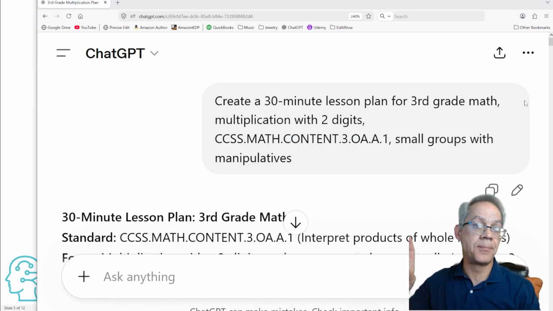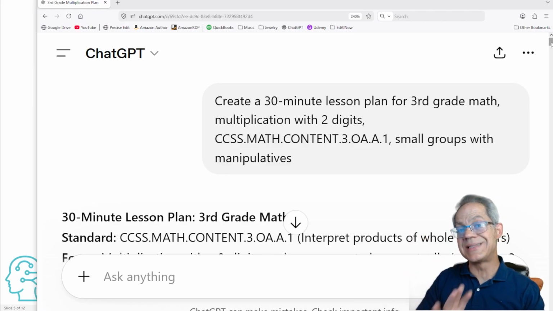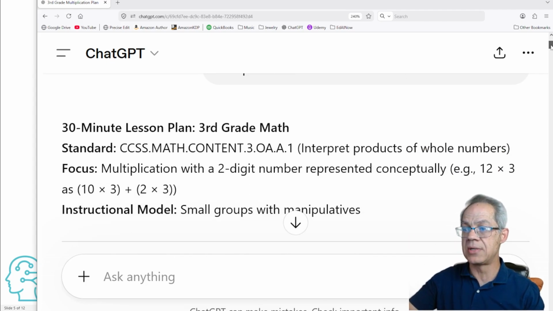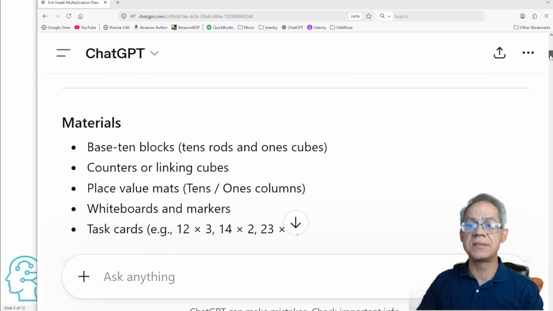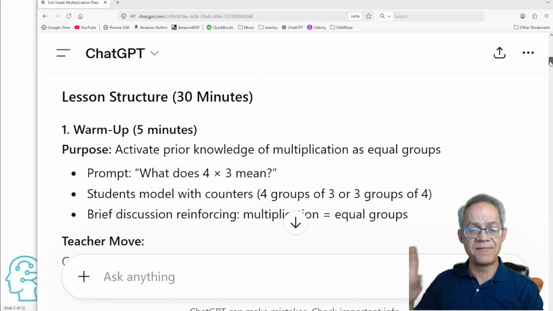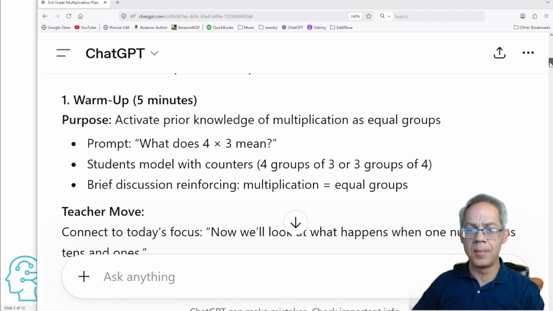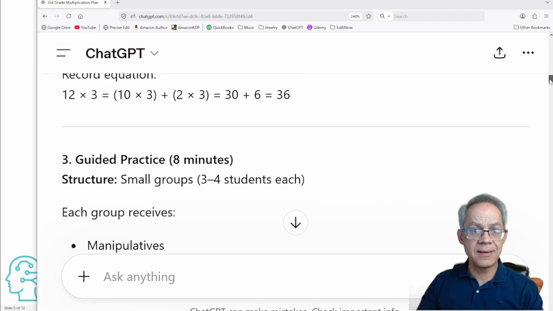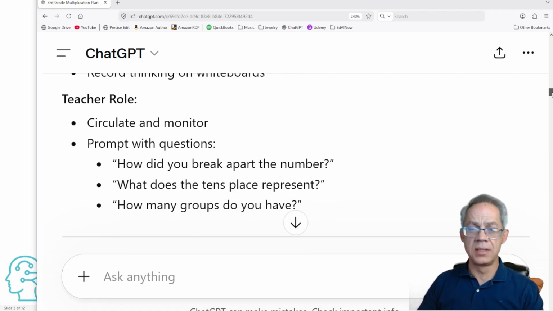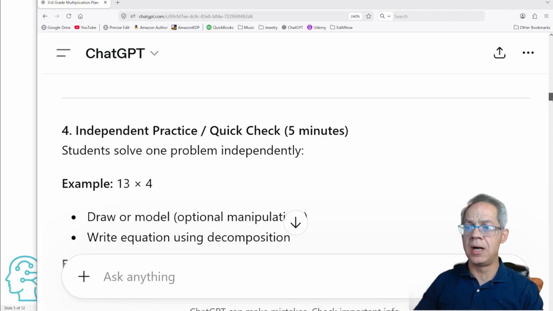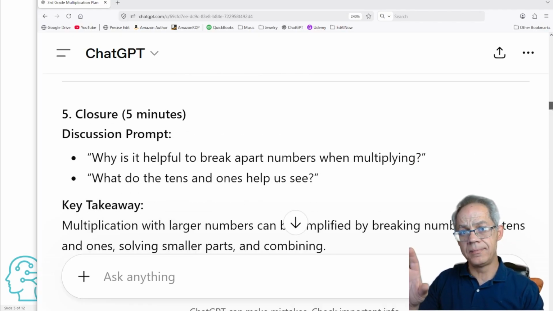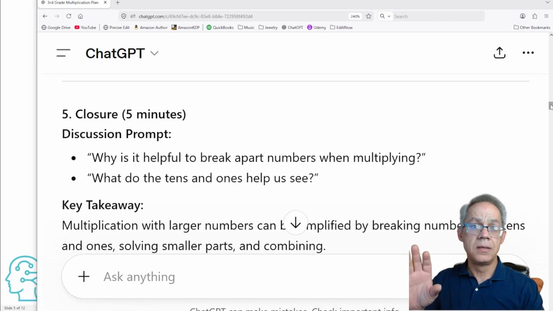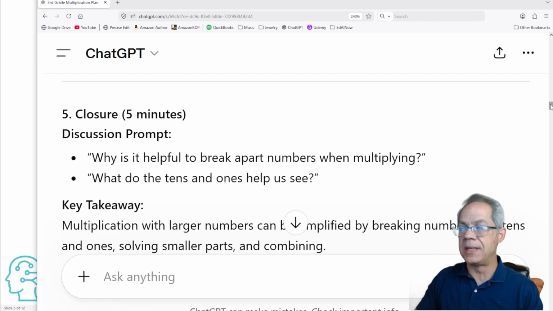So here I've got my prompt in here and nothing else. What does the AI do as the second part of that process? Okay. Instructions, what it's going to do. I've got objectives. I've got my materials. I've got a detailed lesson structure with warm-up, teacher instructions, direct instruction, guided practice, my role as a teacher, independent practice, on and on and on. I've got everything I need now to conduct this lesson. But what I'm going to do is look at it carefully and say, does this actually align to what my students need?